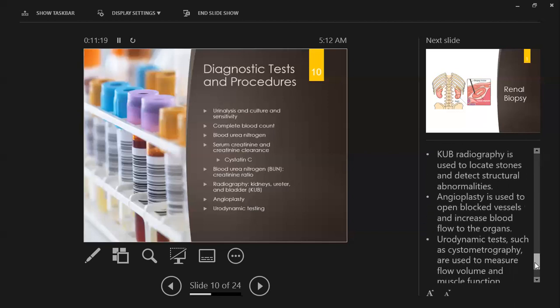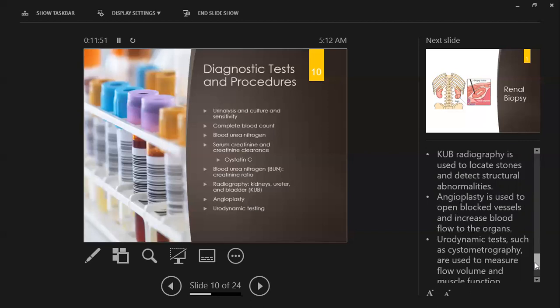We may also do KUB radiography, or kidneys, ureters, bladder. You might hear people call them KUBs, and that is what they're talking about. It's just an X-ray of the abdomen in order to locate stones or detect any kind of structural abnormalities that may be causing the symptoms. Angioplasty may also be used, especially if we have blocked vessels, to help reperfuse flow to those organs, specifically the kidneys, right?